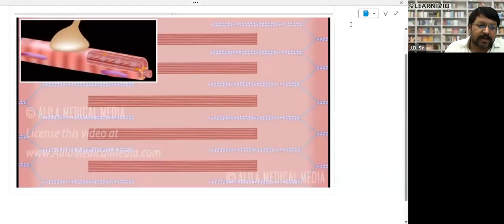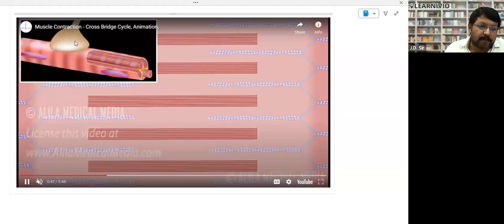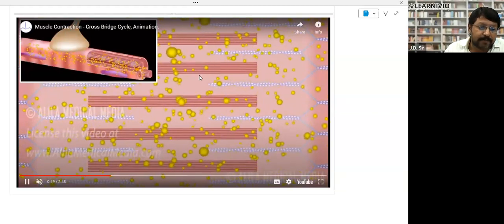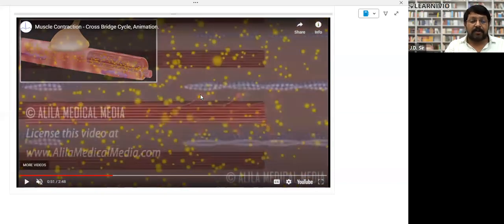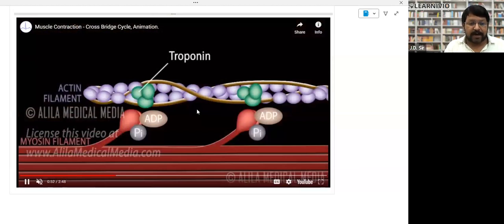Now, where do the impulses come from? They come with the help of a neuron, which gets attached to the muscle. There is a junctional plate, so there is a junction between the muscle and the neuron. The neuron brings the order of contraction. Whenever the neuron brings the order of contraction, what happens? Basically, the sarcoplasmic reticulum starts releasing calcium. And this yellow structure is called calcium ion, right?